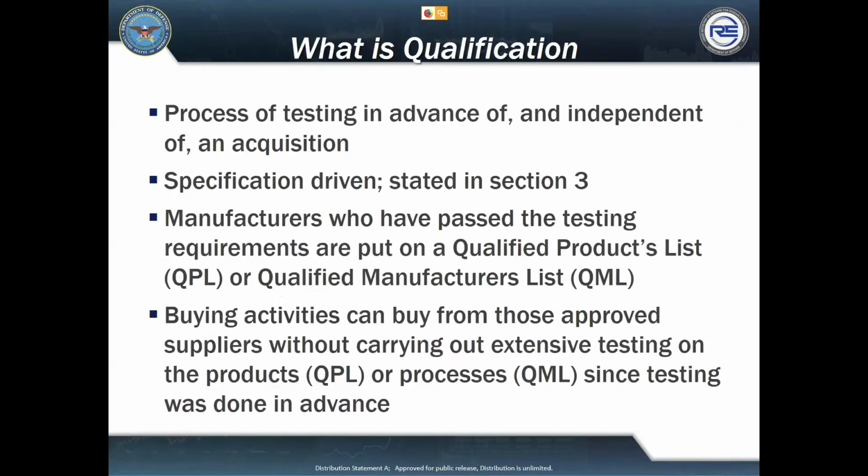Before I go into the system itself, I did want to touch base on really what is qualification and why do we qualify. As stated here, qualification is a process of testing in advance of and independent of an acquisition, and it's specification driven, and it's always stated in Section 3. The reason why we test in advance is for various reasons, and these reasons come from FAR 9.2 in the Federal Acquisition Regulation, and they are because the testing labs are not readily available, the testing equipment may not be readily available, the items could be designated as safety critical in the Federal Logistics Information System, it could be for life-saving and emergency equipment, or the testing time that it takes is so long that we would never be able to have availability of product because we would never fully complete testing cycles.